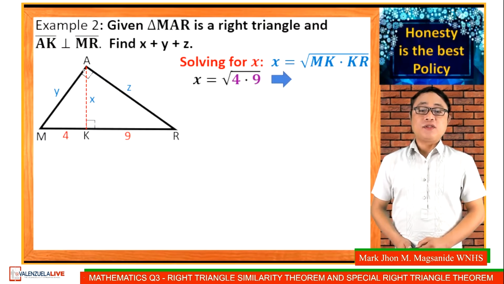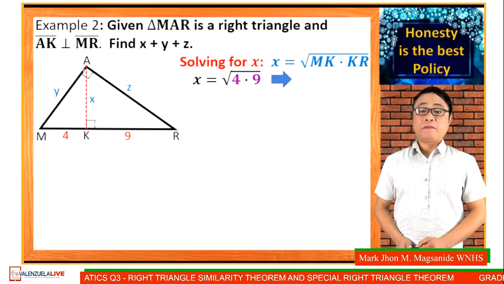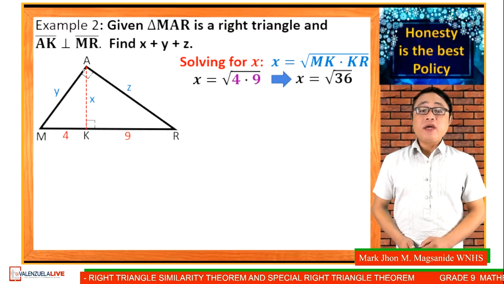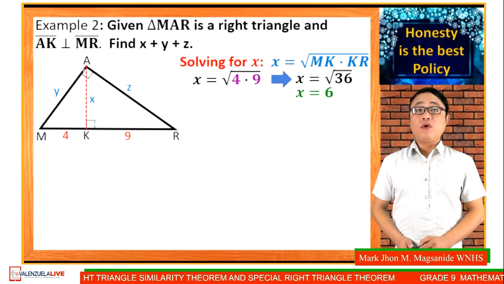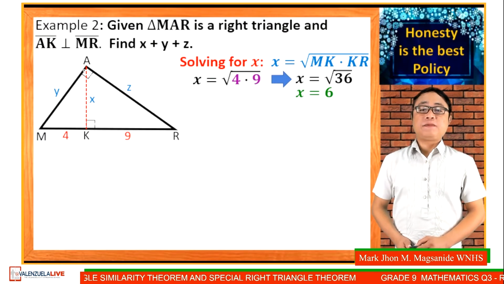Substitute the values of MK and KR. MK is 4 and KR is 9. 4 times 9 is 36, and the square root of 36 is equal to 6. Hence, X is equal to 6.